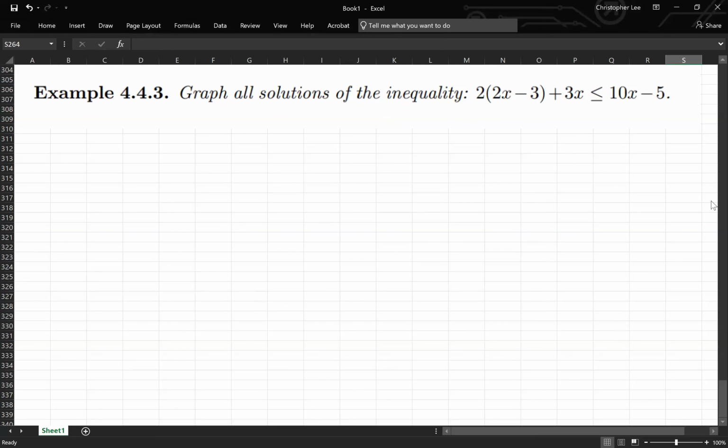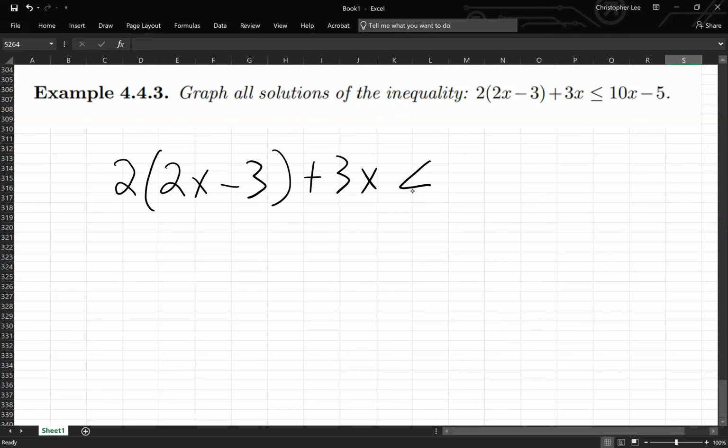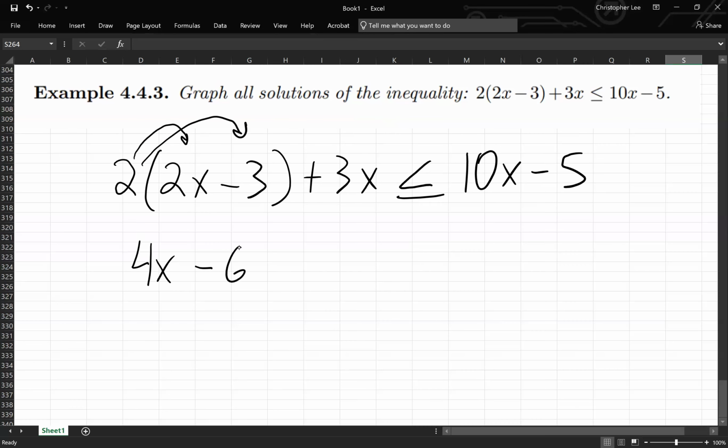All right, let's go over it. So let's recap what I have. I have 2 times 2x minus 3 plus 3x less than or equal to 10x minus 5. All you have to do is distribute the 2 first. So 2 times 2 gives me 4x, minus 2 times 3, which is 6, plus 3x, less than or equal to 10x minus 5.